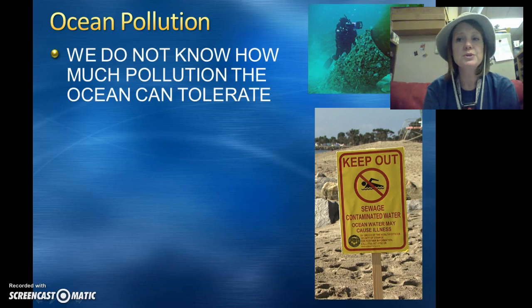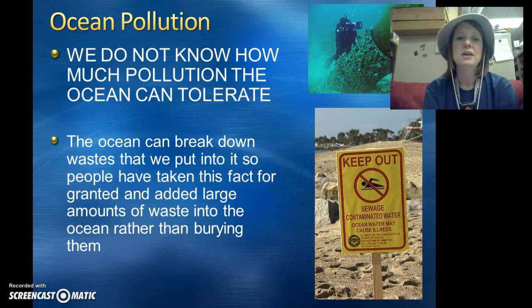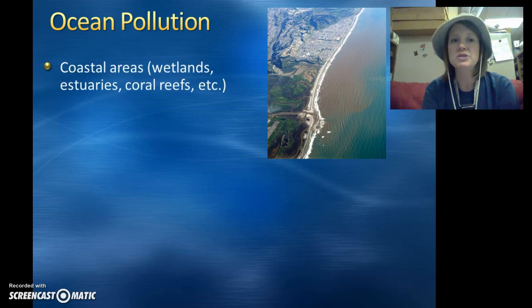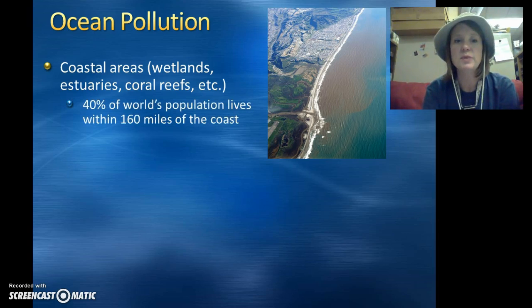As far as ocean pollution, we don't know how much pollution the ocean can tolerate. Because it does break down waste, and we take that for granted, and a lot of times we pump that waste into the ocean, deep ocean, instead of trying to bury it on land. You can see from this diagram some of the runoff into the ocean from the land. So a lot of our coastal areas and wetlands are seeing problems with a lot of these sediments, of these nutrients that are making it to the estuaries and wetlands.